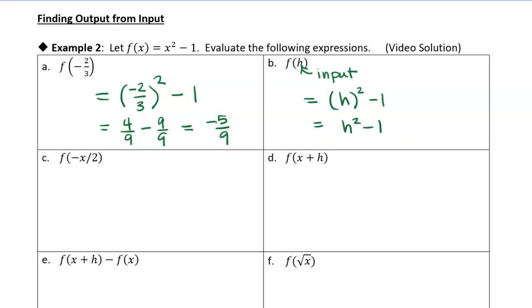That's a little simpler. All right, we can put something in like negative x over 2. And again, this is the input. It's not a number, it's negative x over 2, but we're just going to do the same thing. We're going to put the negative x over 2 in parentheses and square it, and then subtract 1. All right, so now let's simplify it. We're taking negative x over 2 times negative x over 2, right? So it's a negative times a negative, and then that just becomes positive x squared over 4.